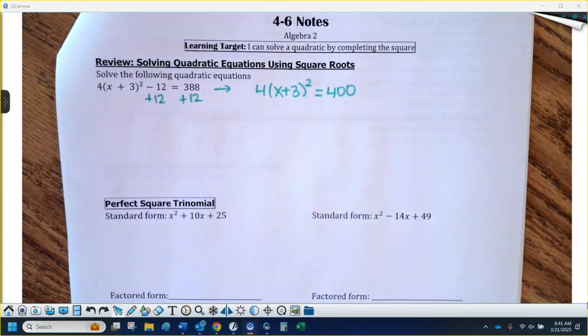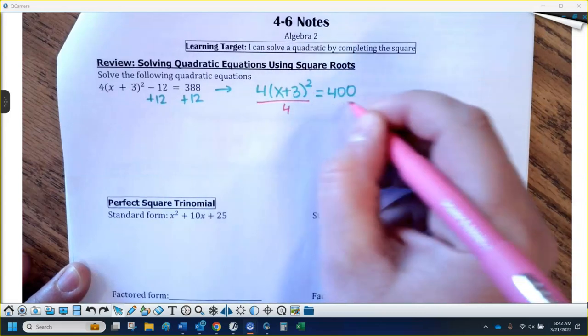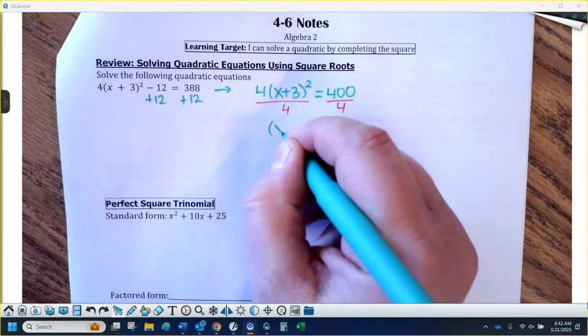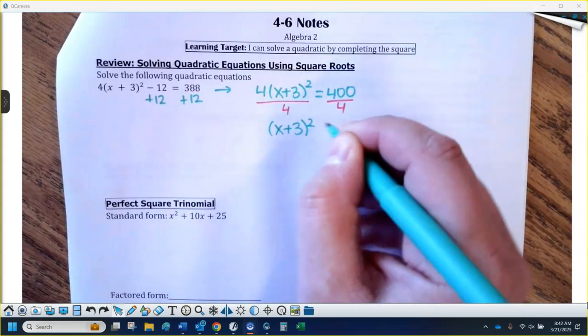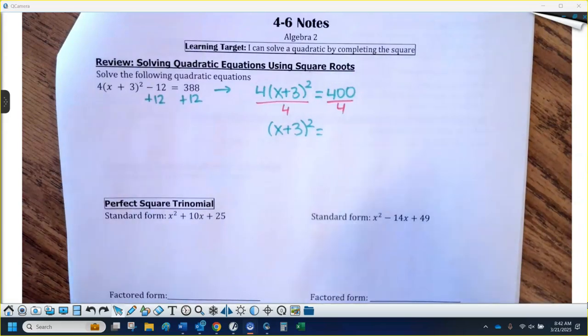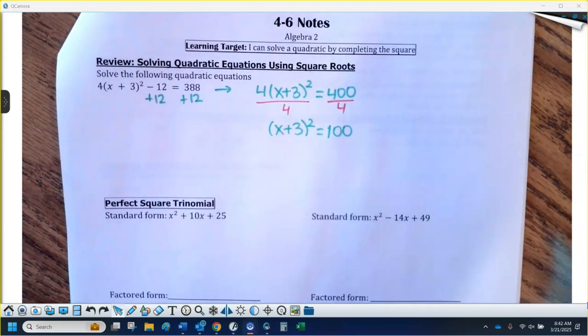Okay, what would you do next? You're solving this equation. Divide everything by 4. Yes, don't distribute, divide. So we're going to divide everybody by 4. Now, on the left side, all that's going to give you is that x plus 3 squared, and then on the right side, literally just 400 divided by 4 would give you 100.